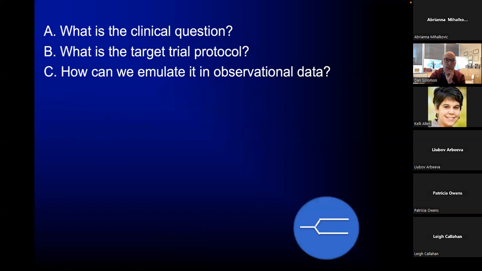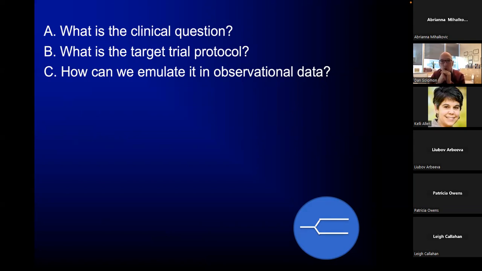So what is the clinical question? What is the target trial protocol? And how can we emulate it in observational data? This is what we do when we're doing a randomized controlled trial. And what I'm suggesting, and Miguel and Jamie have suggested in the concept of target trial emulation, is that as observational epidemiologists, we should do the same thing. We should have the same orthodoxy. We need to define the questions. We need to define all these aspects before we go to the data.